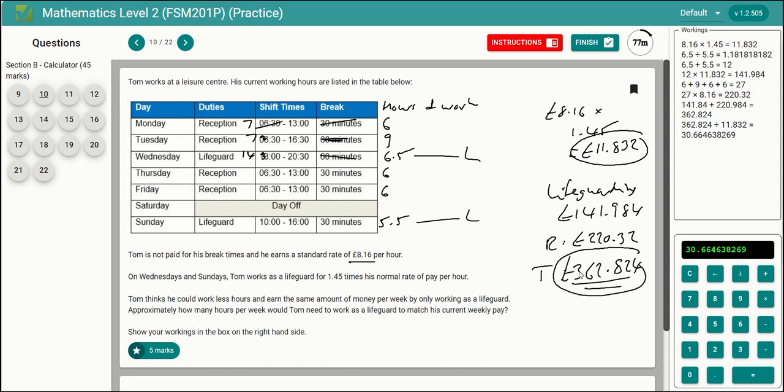30.664. There we go. So it doesn't say how many decimal places to give our answer to, but let's round it to 30.66 hours, and I'll just put there that that is 2 decimal places.